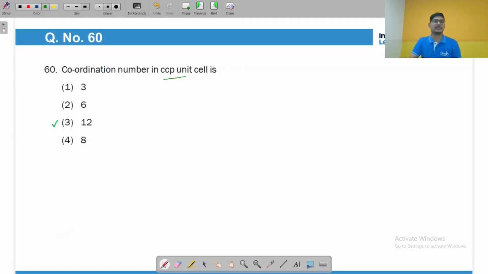Coordination number of CCP unit cell, it is 12. Any given particle touches 6 particles in its layer, 3 particles on the top layer and 3 particles in the bottom layer.